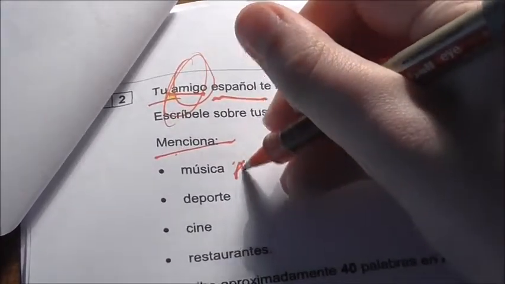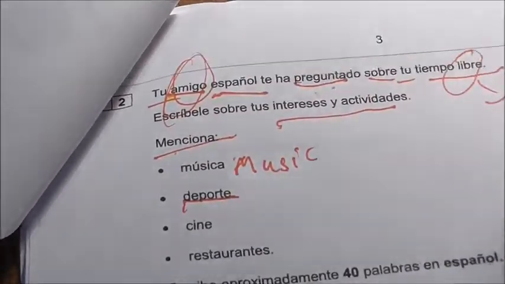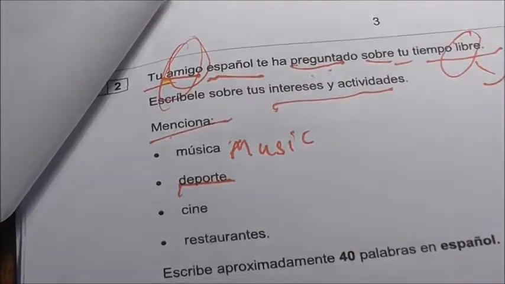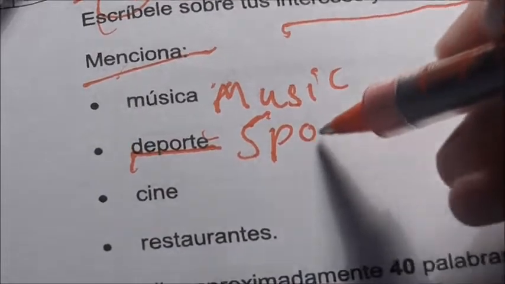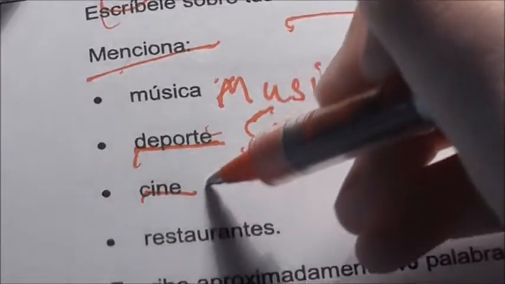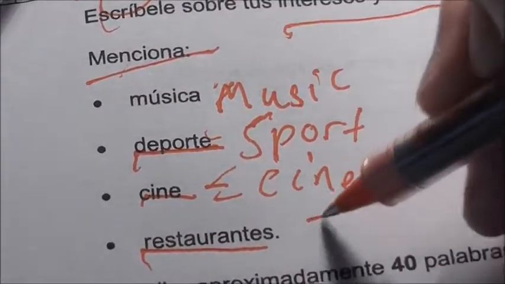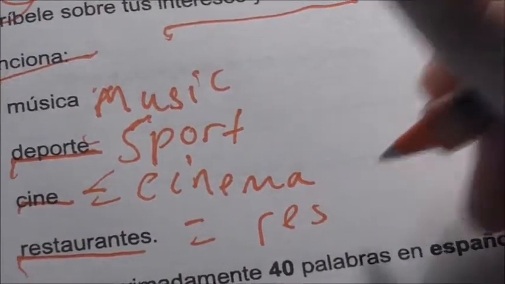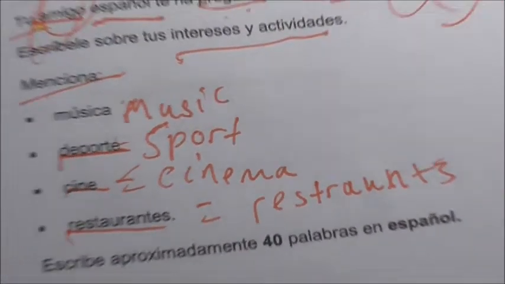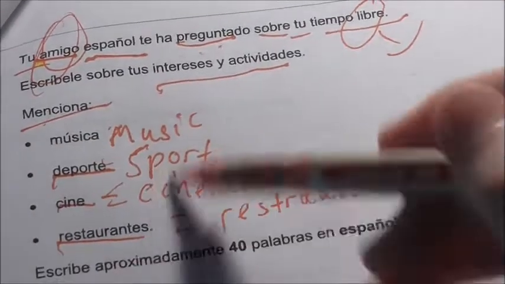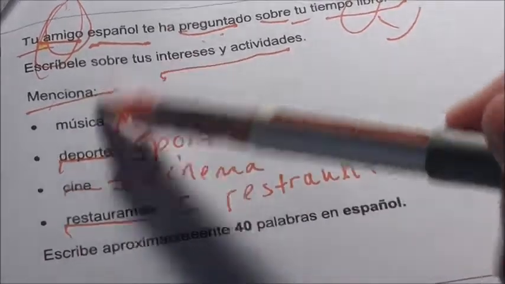So music, of course. If you don't know this, then take a wild guess, but if you're at GCSE level, you should know what that is. That's of course sport. Cine is obviously cinema. That's obviously restaurants. I can't spell restaurants, so prepare for my awful English spelling. You get the gist. They're pretty easy things, pretty much 90% are cognates.